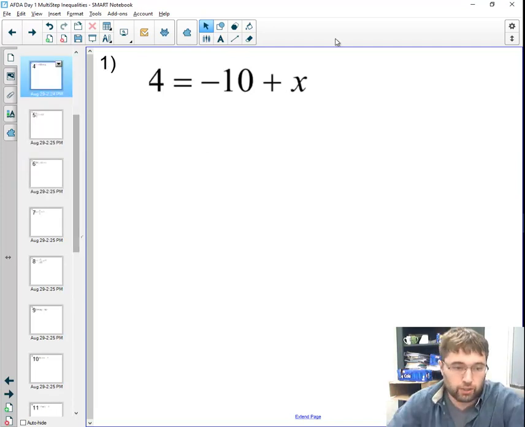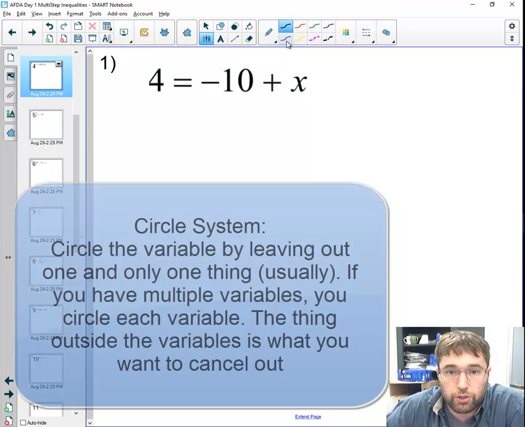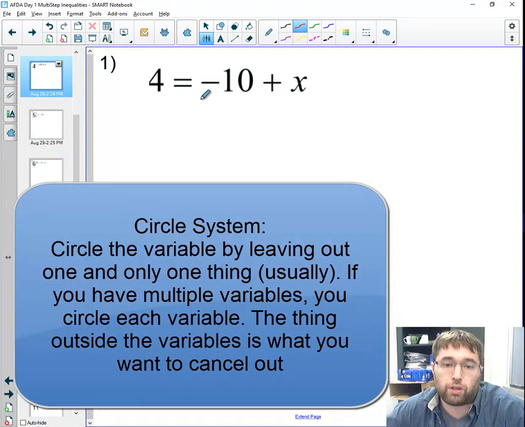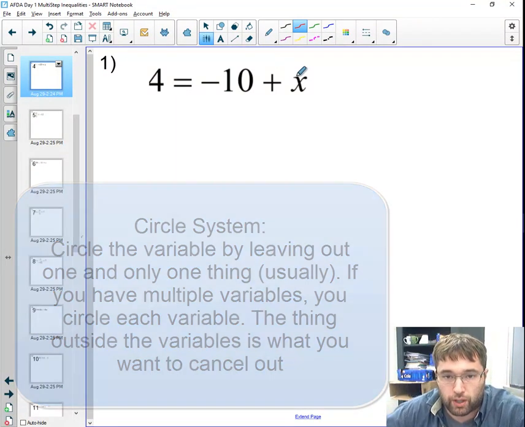First thing first, I teach a little bit differently. I use the circle system. You're more than welcome to solve these problems any way you want. The steps are all going to be the same, but it's just how it is.